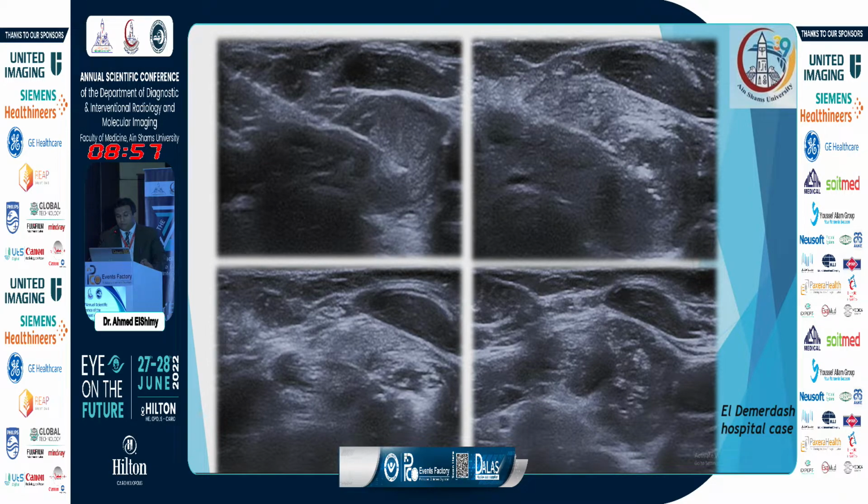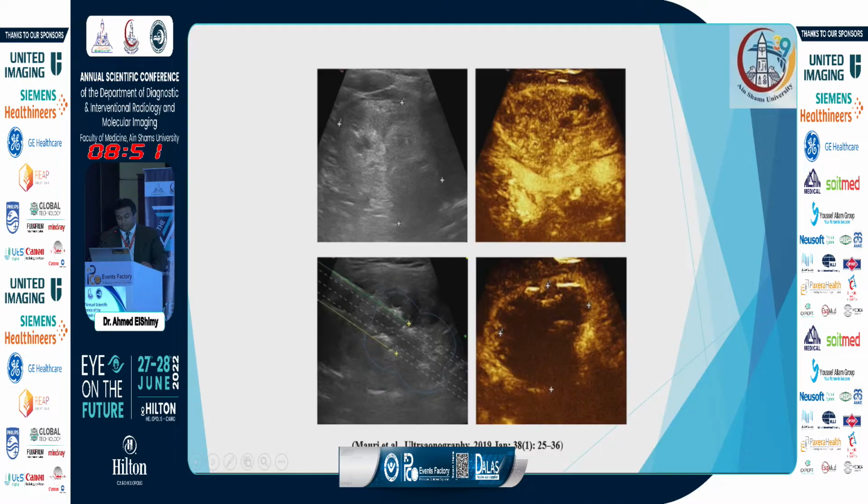This is the ultrasound images in which we introduce the needles. Then after the beginning of the session, we can see the air bubbles. After finishing the laser session, a contrast enhanced ultrasound can be used. However, it is not used in our institute.